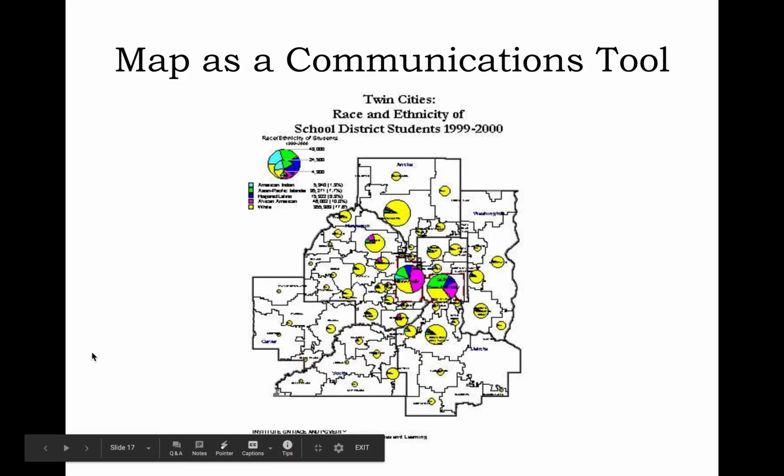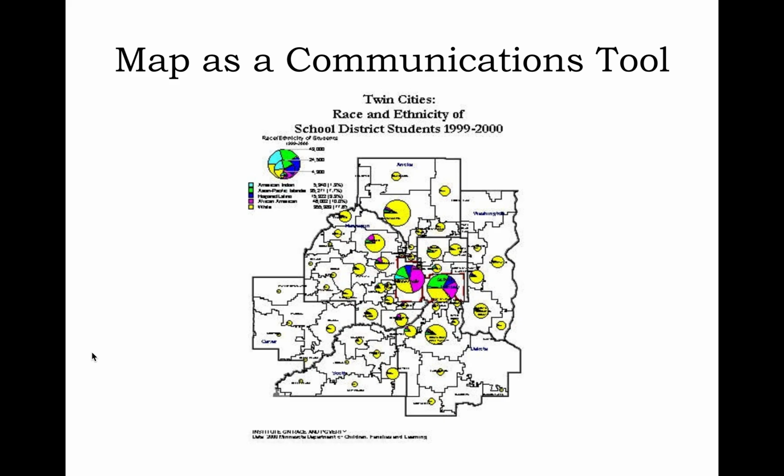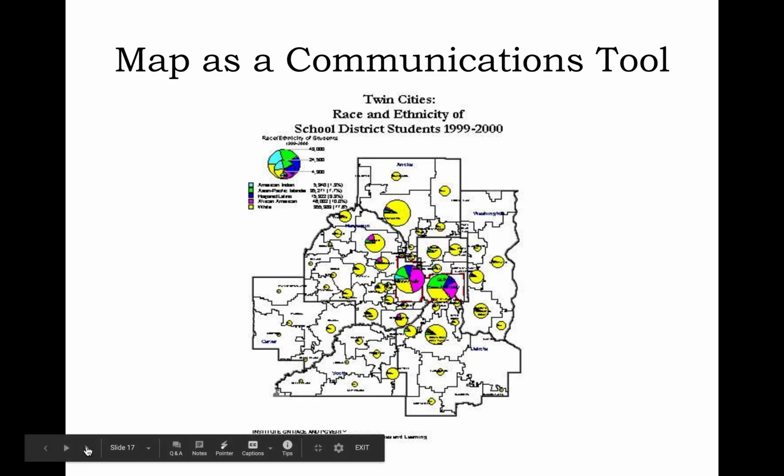Communication tool, again, when we look at these locations or regions, it gives us a more in-depth description of those regions or locations or places. And when we look at race and ethnicity in the Twin Cities at the turn of the 21st century, we can see that there's a distribution based on the colors of the pie chart here. That tells us the why about the place or locations or regions.